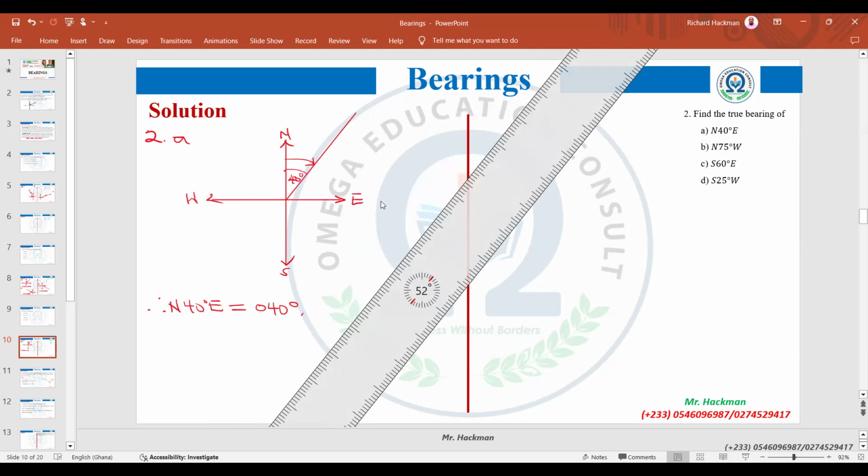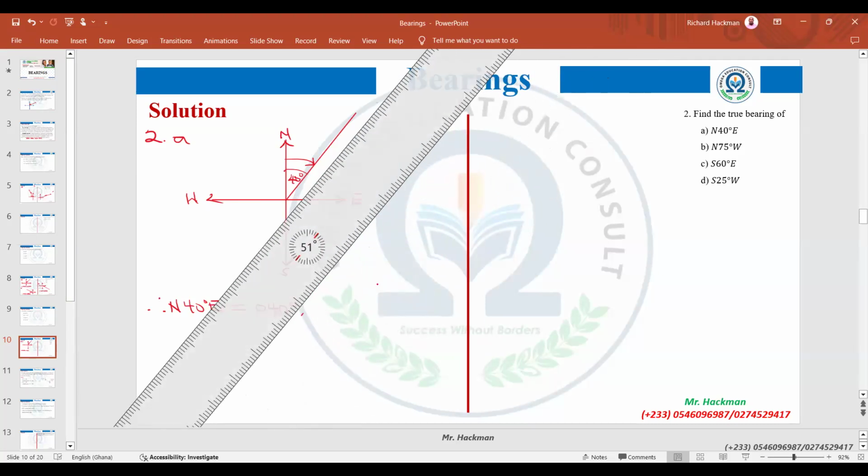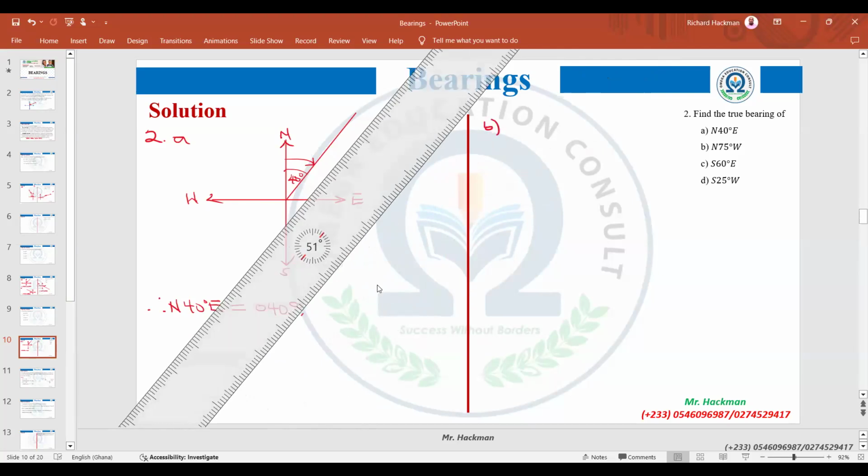With this, I think you should be able to relate to the rest. This one too, you draw, it will be the same. You are going back, so it will basically be the same. You measure in a clockwise direction from the true north. So let me do maybe the B.